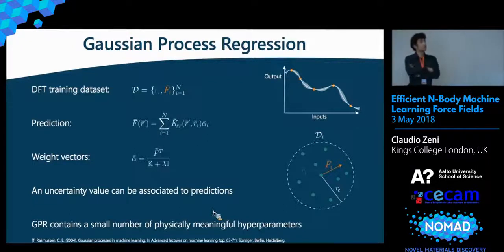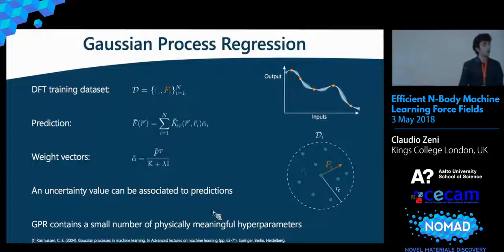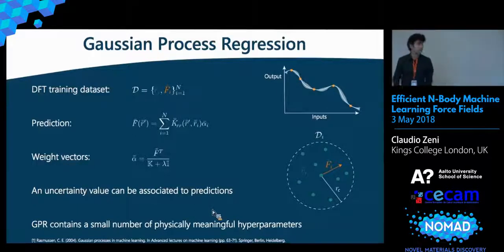A nice feature of Gaussian process regression is that an uncertainty value can be associated to predictions, so we can know when we are far away from a database interpolation and we are prone to errors. Another interesting feature is that Gaussian process regression only contains a very small number of physically meaningful parameters. So we will not spend time tuning them, as they are very easy to fit and, as said, are physically meaningful. So they're very easy to interpret once we train it.